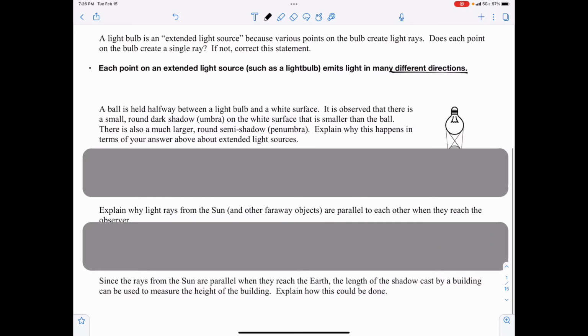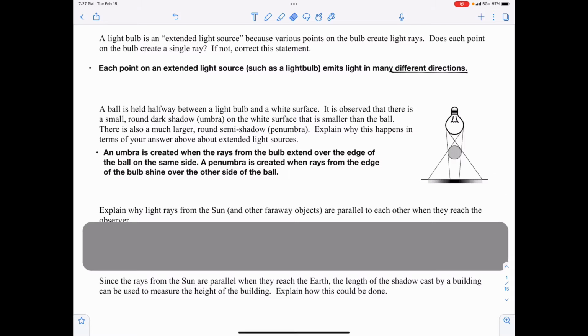A ball is held halfway between a light bulb and a white surface. It is observed that there is a small round dark shadow, an umbra, on the white surface, and that is smaller than the ball. There is also a much larger round semi-shadow called a penumbra. Explain why this is in terms of your answer above about extended light sources.